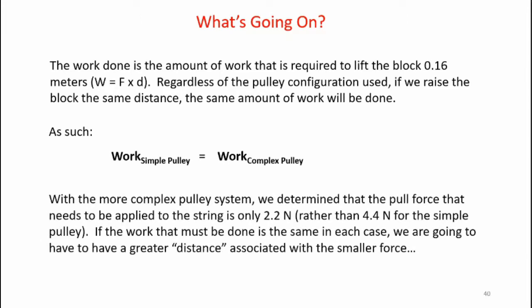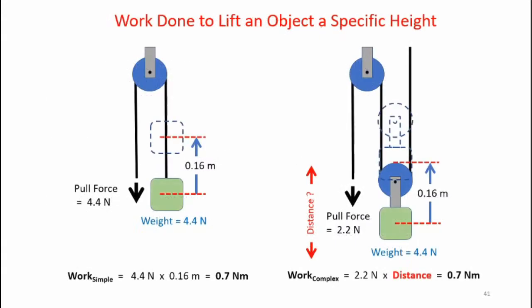With a more complex pulley system, we determine that the pull force that needs to be applied to the string is only 2.2 newtons. Now, if the work that must be done is the same in each case, we're going to have a greater distance associated with the smaller force. So here are our two pulley systems. Simple pulley on the left, you see that work is equal to 0.7 newton meters. And the work on the right is still 0.7 newton meters, but it's 2.2 newtons times some unknown distance.